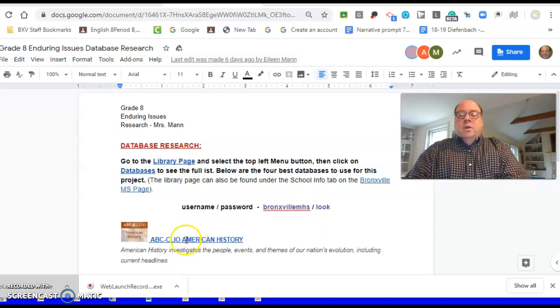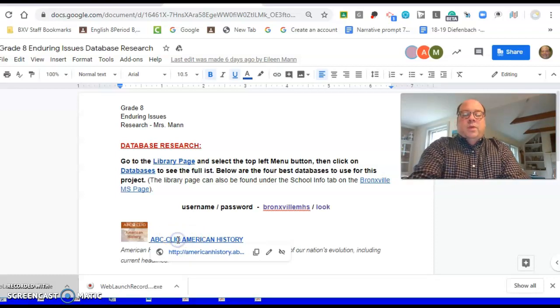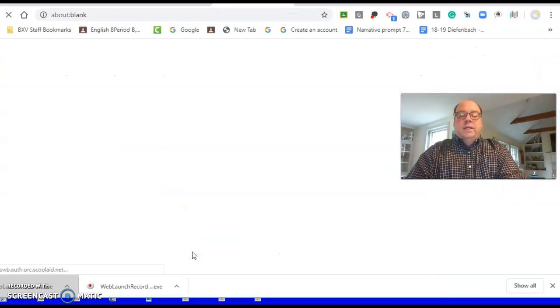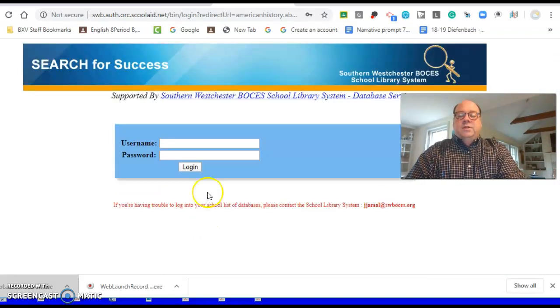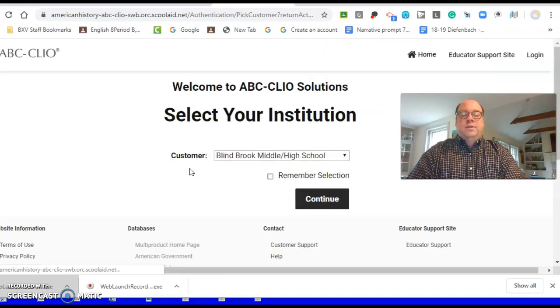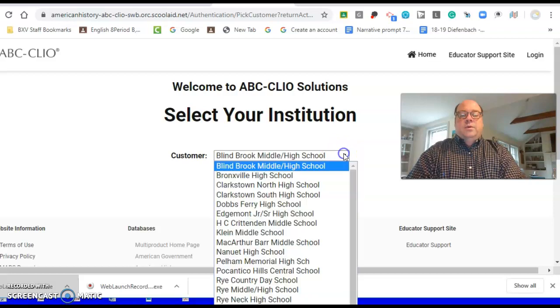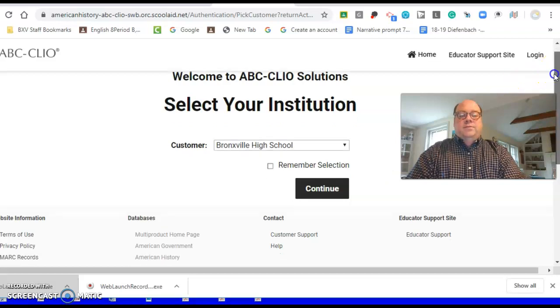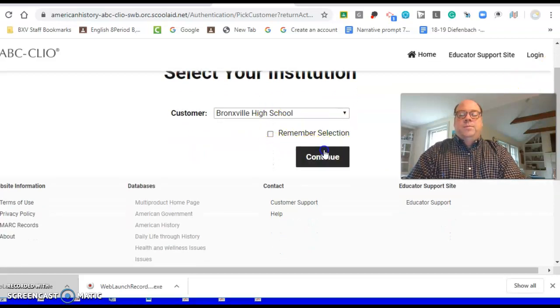Okay? Now, I want to use this database here, ABC-CLIO American History. Now, the link is Bronxville MHS/look. That is your password. It should automatically bring the password up, but if it doesn't, you need to add it. But look what happens when I click on this. It automatically inputs it. So then I hit login. All right. It brings me to this database. Again, it's your Bronxville High School, because we don't have the middle school listed there.